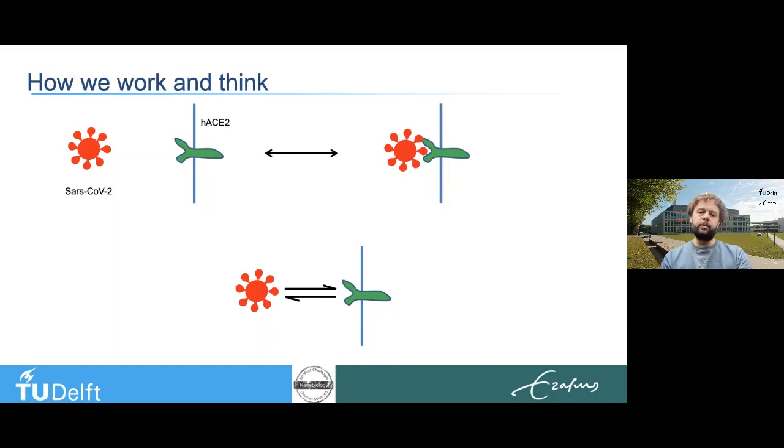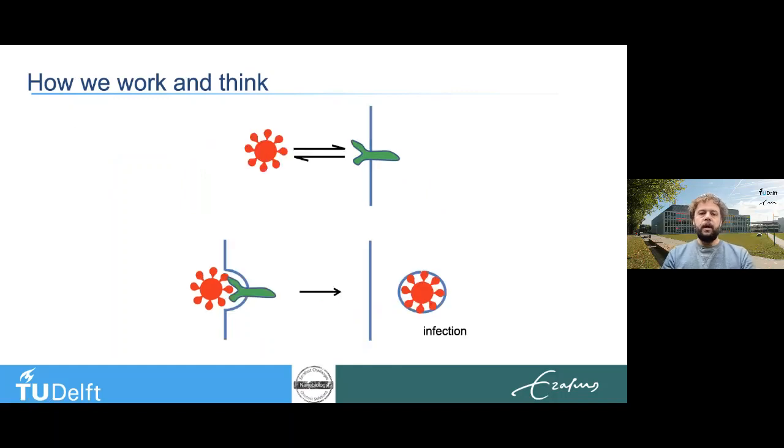So how is it then able to infect a cell? Well, in some cases when it binds, we get this inclusion. So then the virus particle is taken up and then is released inside the cell, and then we have an infected cell.